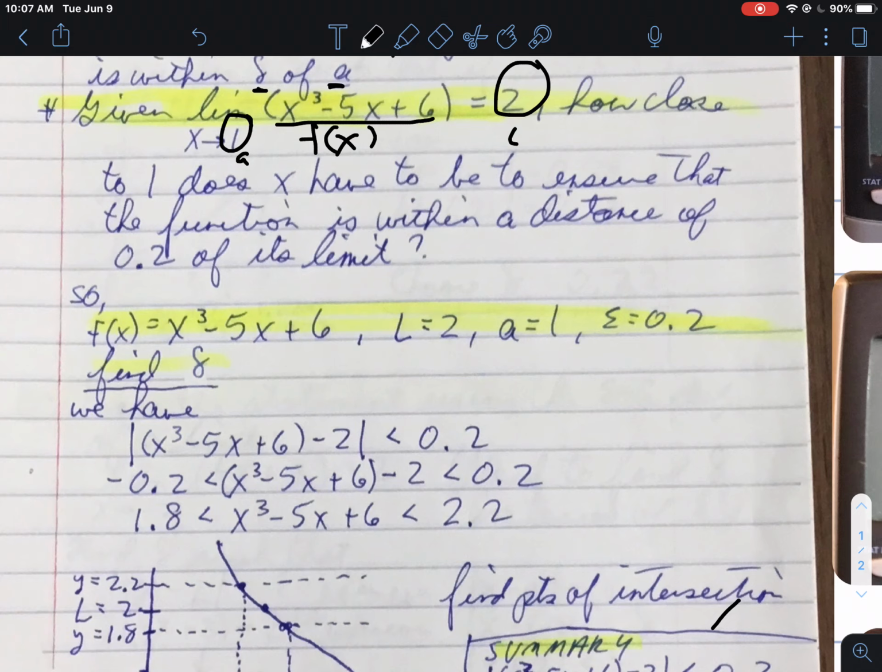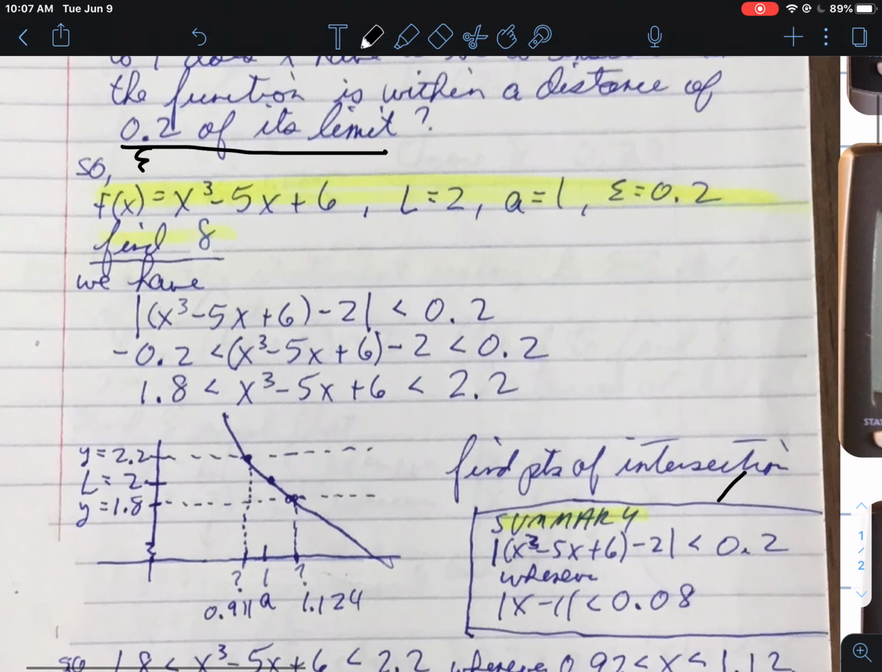Okay? And then we're trying to find how close to 1 does x have to be, that's our delta value, to ensure that the function is within a distance of 0.2 of its limit. There is your epsilon, the distance between f of x and L. All right? So f of x is x cubed minus 5x plus 6, L is 2, A is 1, epsilon is 0.2. We are looking for delta, and that's always your objective with these, to find delta. So what do we have?